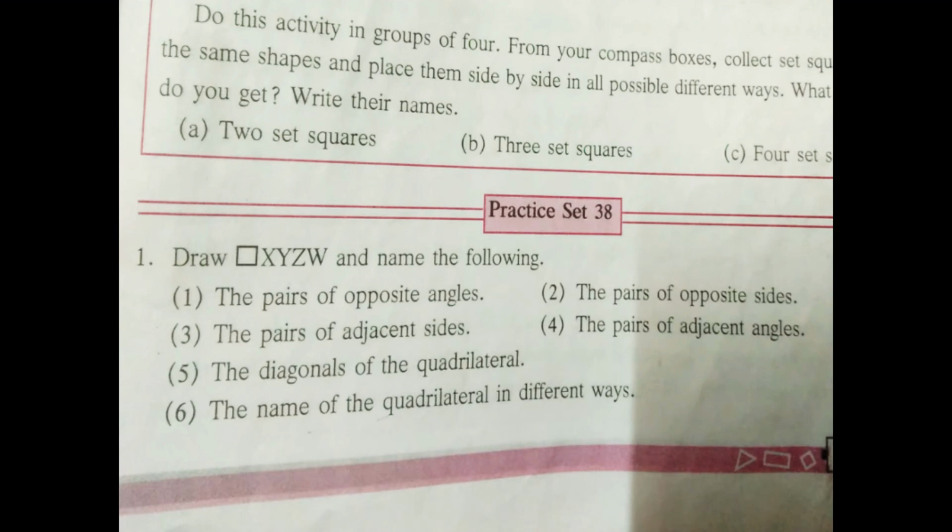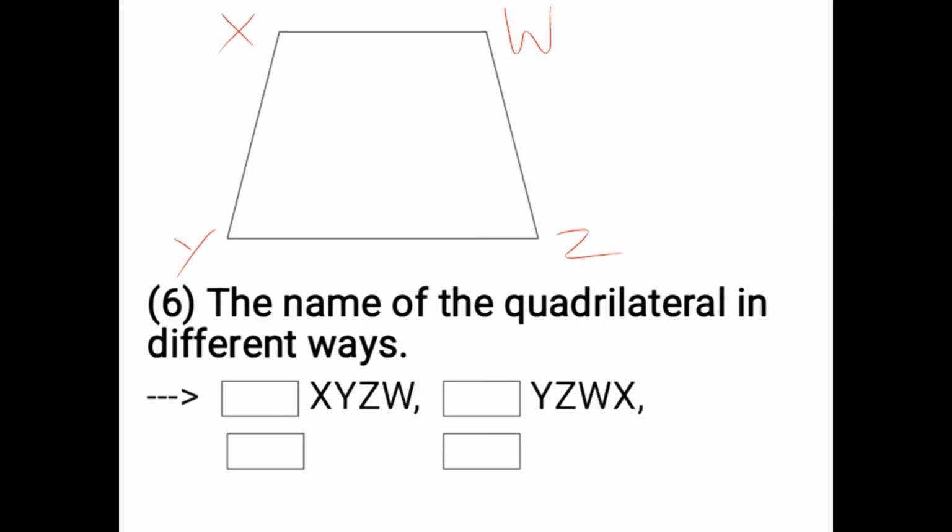Next, the name of the quadrilateral in different ways. Quadrilateral XYZW. You can name the quadrilateral clockwise or anti-clockwise. Then quadrilateral YZWX. Now here, after naming the first one, quadrilateral XYZW, after X which second letter is coming? Y. And when you name again the quadrilateral, the second letter which is coming here, you have to take it first.